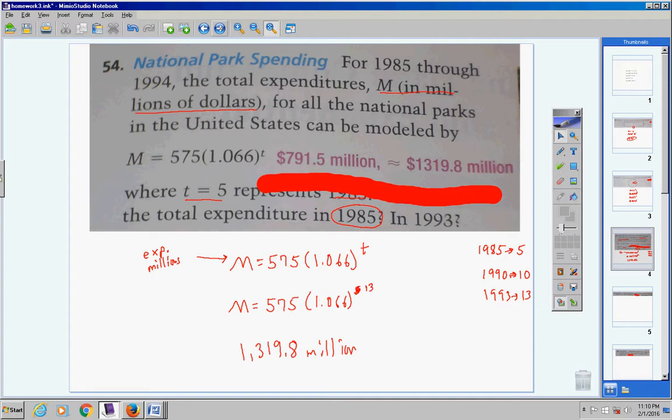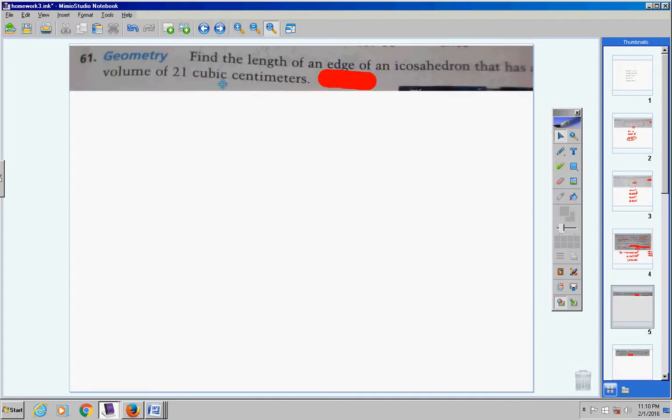Alright, moving on to number 61, and that's going to be on page 365. Now, you should be totally confused on this problem. You need to turn back to page 362. Everybody hear me? Turn back to page 362, please. Look at the top of the page. They give you formulas.